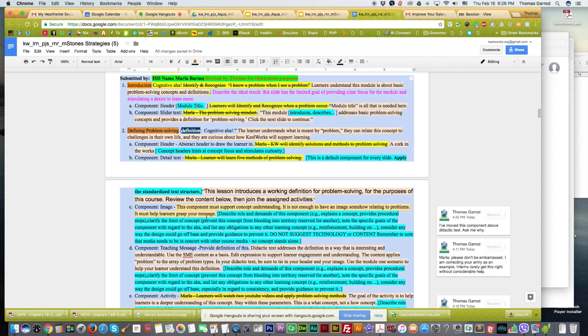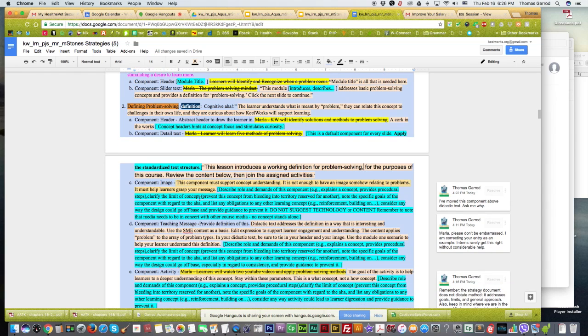But when we start getting down to the content below, we're not saying what we're going to do because this is just strategy. And so for the component, which is image, by the way, I moved the image component above the didactic or text component because you're going to use your image as you're doing your text. So you should probably have your image first. This component must support concept understanding.